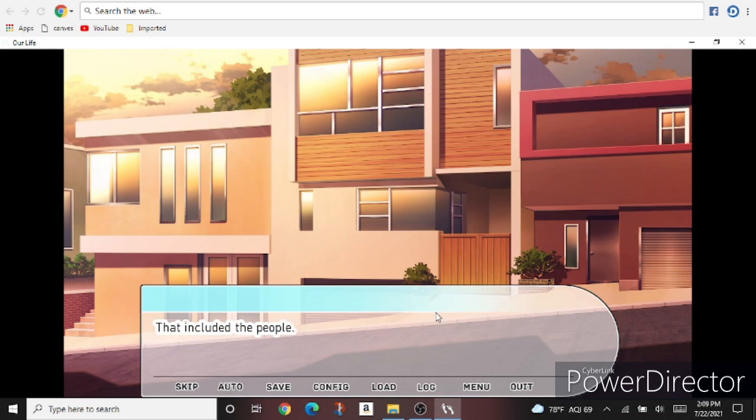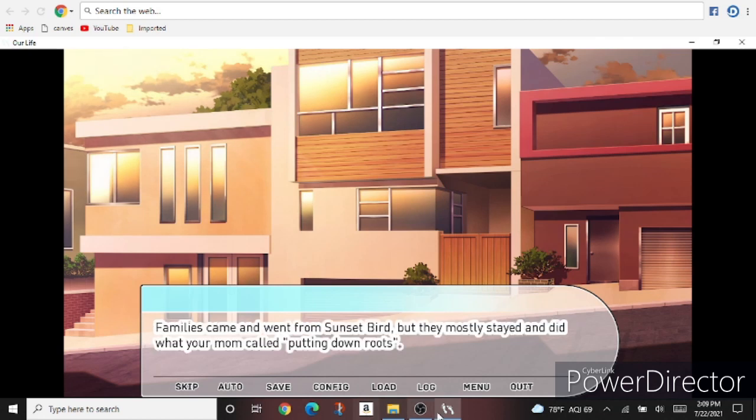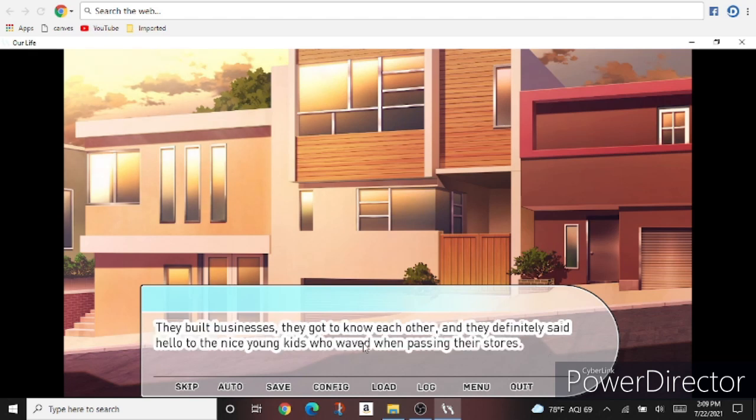That included the people. Families came and went from Sunset Bird, but they mostly stayed and did what your mom called putting down roots. They built businesses, they got to know each other, and they definitely said hello to the nice young kids who waved from past the school.